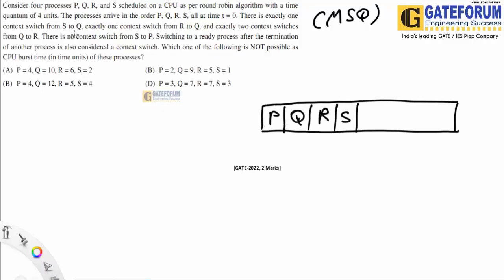So from S, we have exactly one context switch to Q. Okay, so we have made the context with this one. Now let's understand. One context switch from R to Q. That's a different story. And exactly two context switches from Q to R.